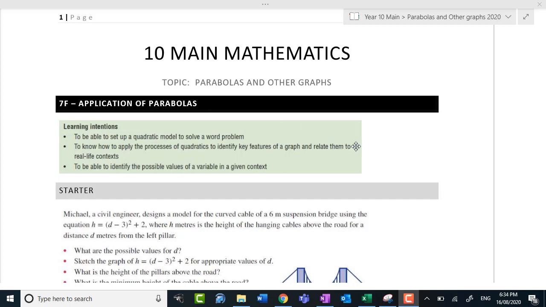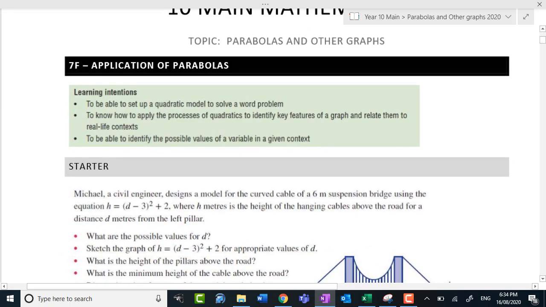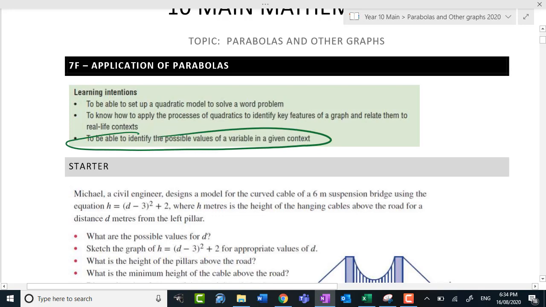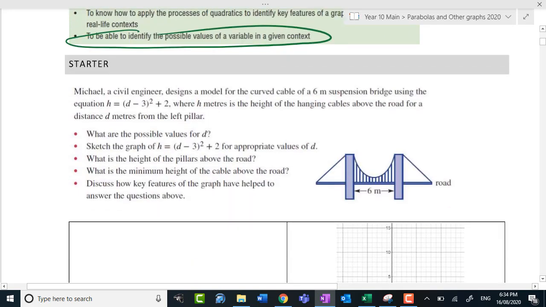Of course, we've been through a lot of this, how to sketch these, but now we're starting to look at applying them to real-world problems. And you might need to identify what values of a variable would be relevant in a given context. So let's get started and talk about what I mean.